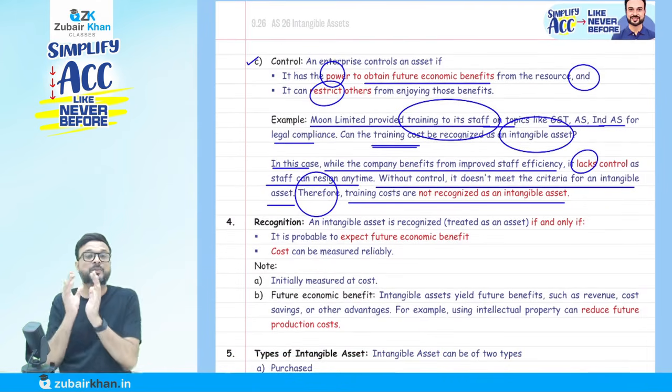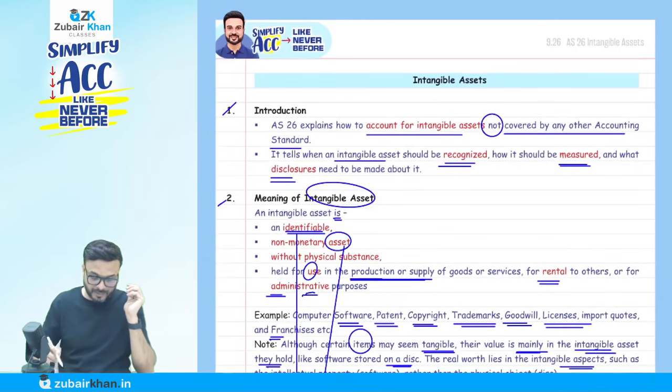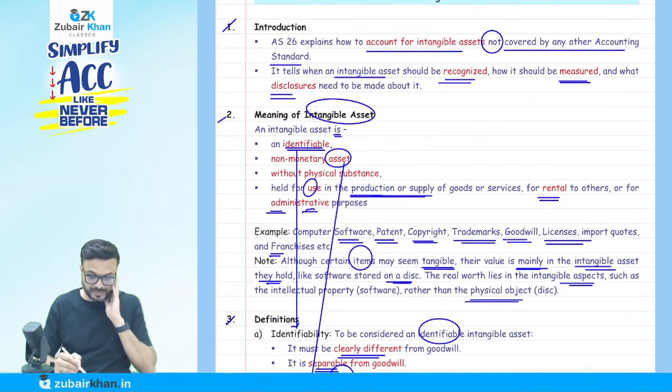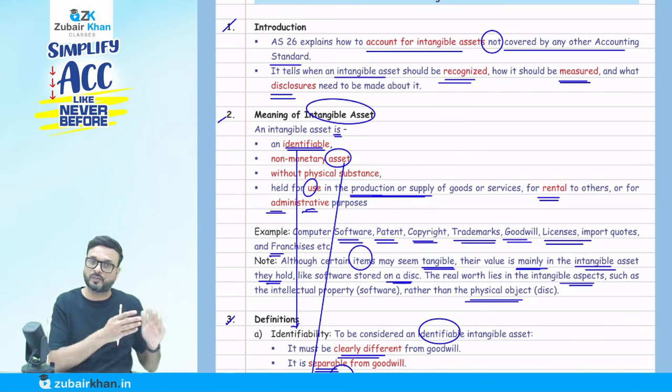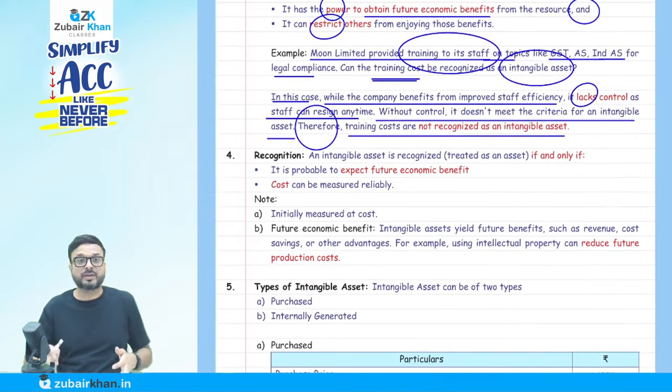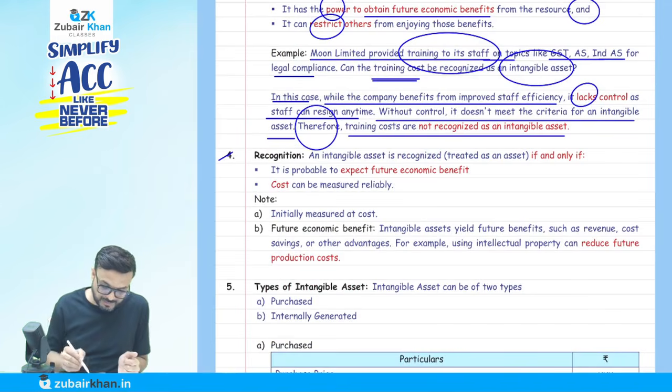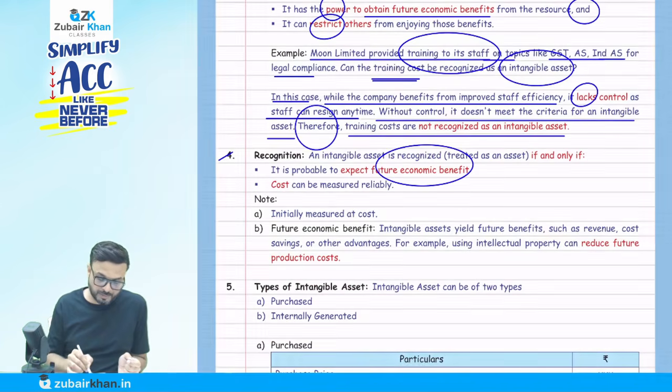So we discussed what we mean by intangible asset. An intangible asset is an identifiable non-monetary asset without any physical substance, held for use. It might be used for production, supply of goods or services, rental to others, or administrative purposes. Now, when should we recognize that in the books of account? When you expect certain future economic benefit and the cost can be measured reliably.